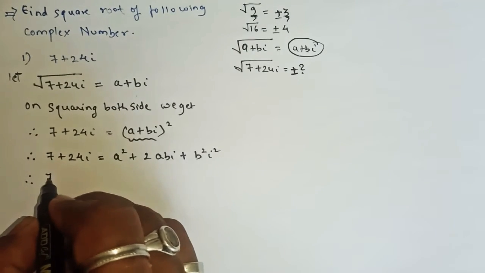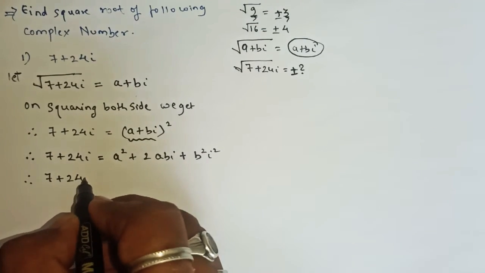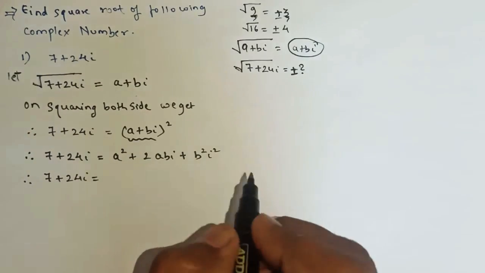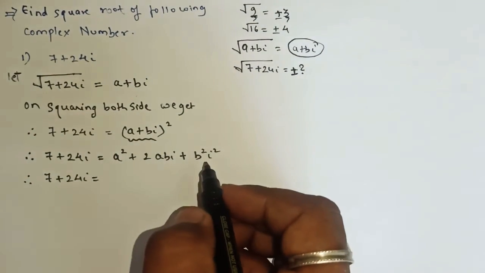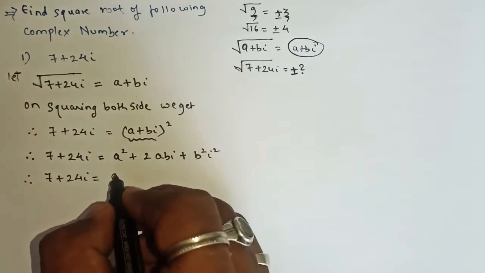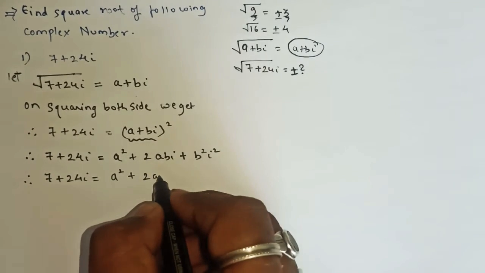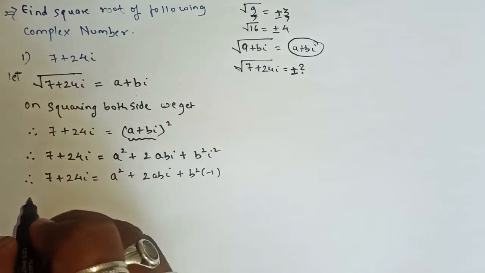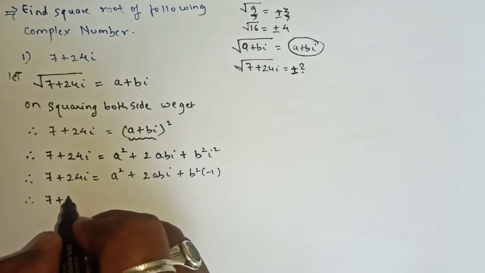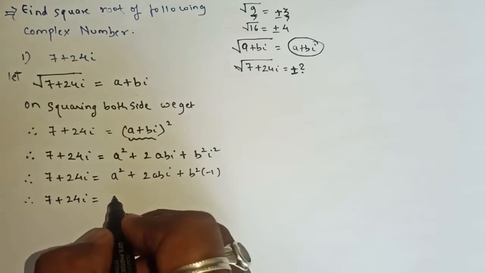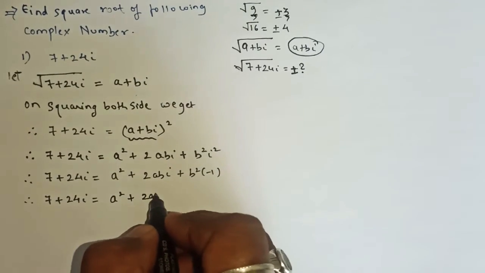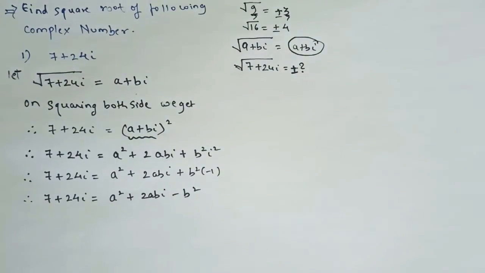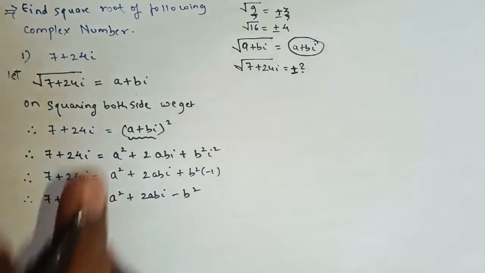So after this, the next step: whenever we come across i square, i cube, when the power of i is more than 1, you have to replace the value. Yes or no? So here in place of i square we will write minus 1. Therefore 7 plus 24i equals a square plus 2abi minus b square. Yes or no? I hope you all understood till here.